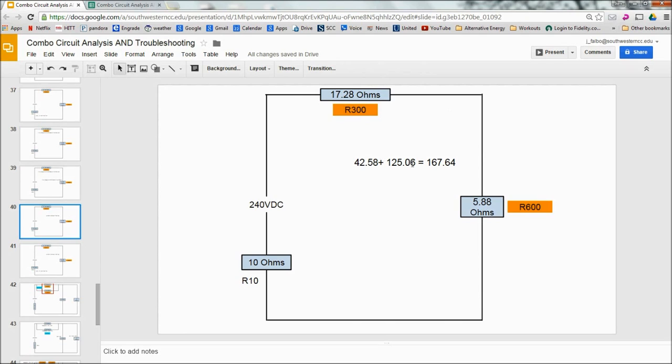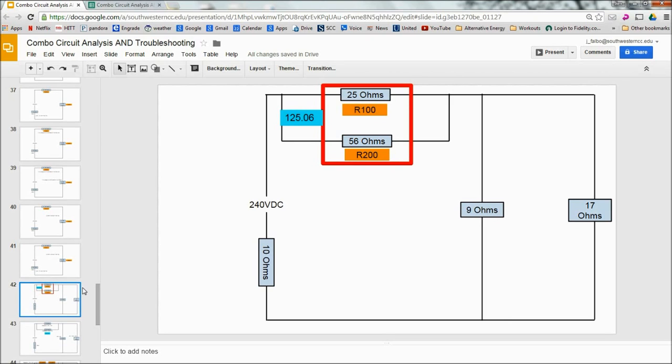And if we add those two together, this is the total. And what do you know? When we calculated this earlier, we took the supply voltage and subtracted what this lonely 10 ohm was using up, and there's what's left over. It equaled.